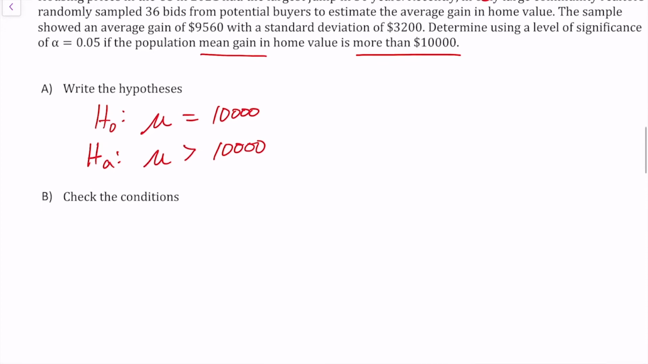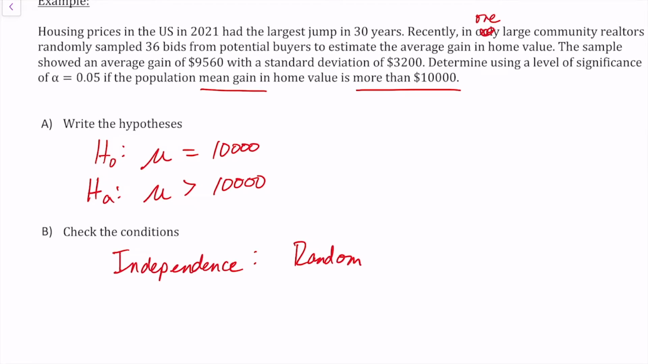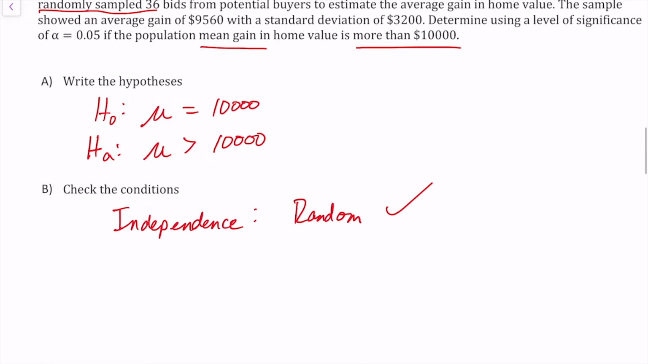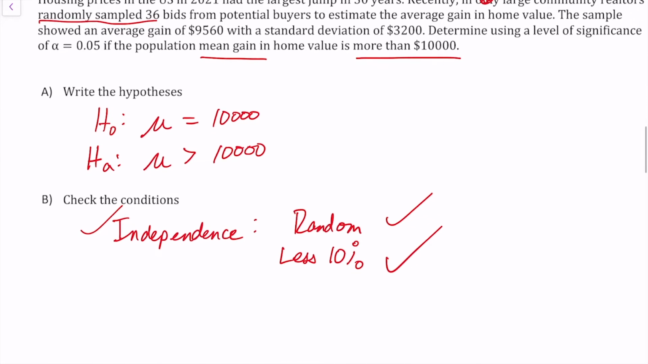All right, let's start off with independence. There are two components we can use to check for independence. We could check the randomization condition. Did we perform a random sample? Yes, they tell us we randomly sampled 36 bids. So we have randomness. And do we have less than 10% of the population sampled? Absolutely. We've only looked at 36 houses out of all the houses in the US. That is way less than 10% of all possible houses. So independence is satisfied.